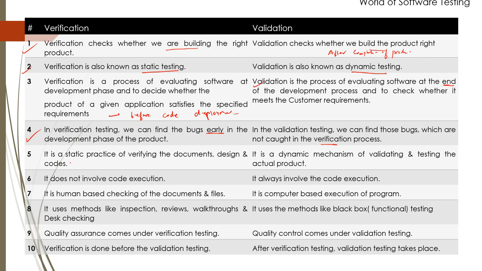The next difference is that verification is the static practice of verifying the documents, design and code. So we are just verifying the documents with reviews or walkthroughs. In case of validation, it is a dynamic mechanism of validating and testing the actual product, because we are validating the actual product directly on the application. So this is the fifth difference.